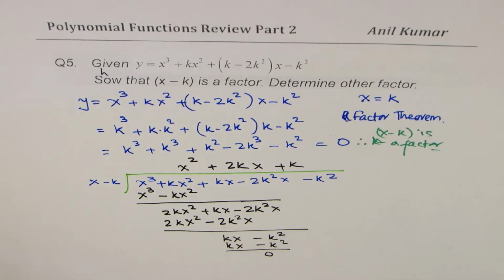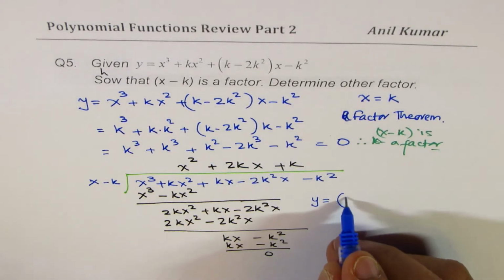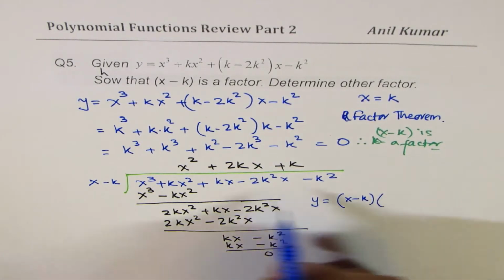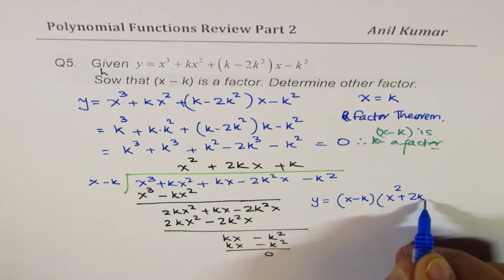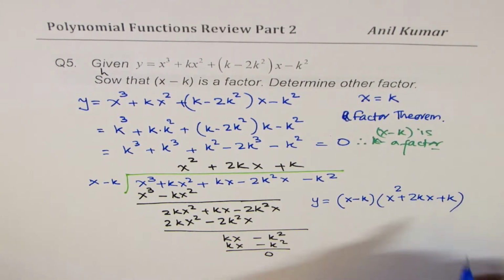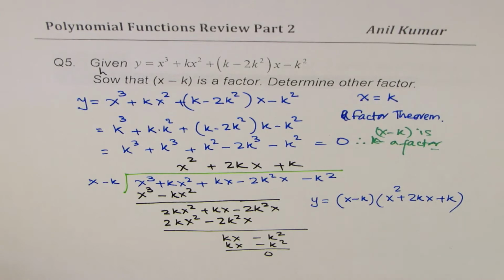So we can write our answer as y equals 2. We know one of the factors is x minus k. The other factor is the quotient x squared plus 2kx plus k, right? So that is how you're going to solve this particular question. So I hope the steps are absolutely clear.